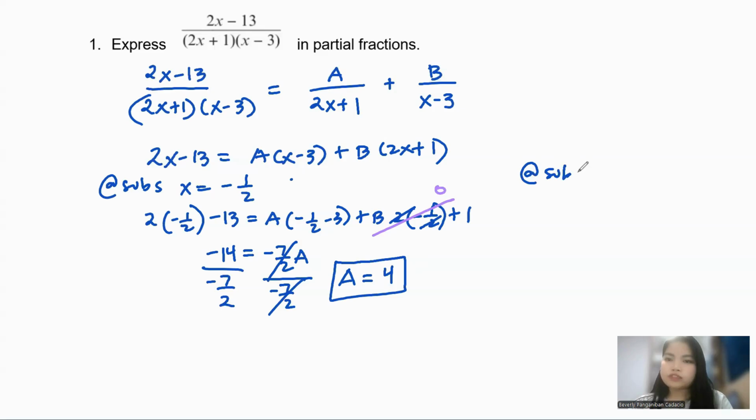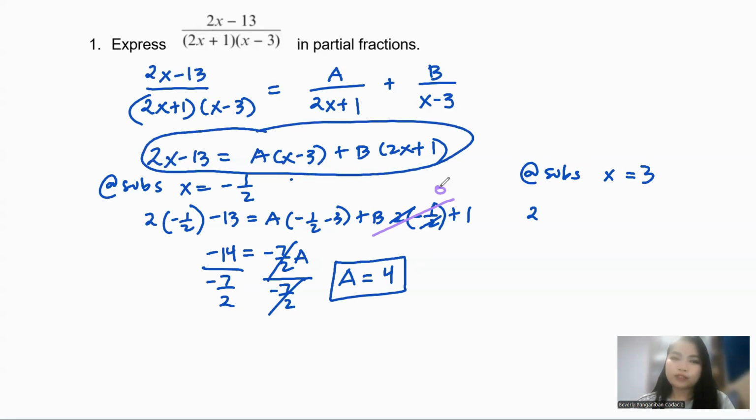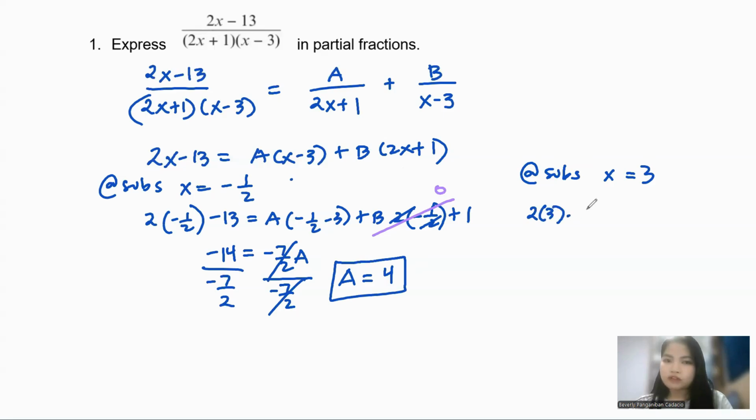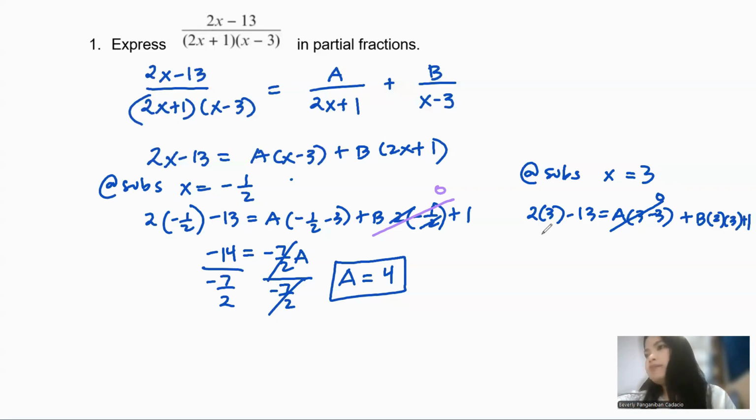I will substitute. This is easy because I will have a whole number. The solution of this will be 3. So I'm just going to put the same thing, 2 times 3 here. So 2 multiplied by 3 minus 13 is equal to a times (3 minus 3), that will be 0 now. That's the target. And then your b will be (2 times 3 plus 1). Therefore, on the other side, you will have negative 7, and the other one you will have a positive 7b. Divide both sides by 7, and the answer will be negative 1.